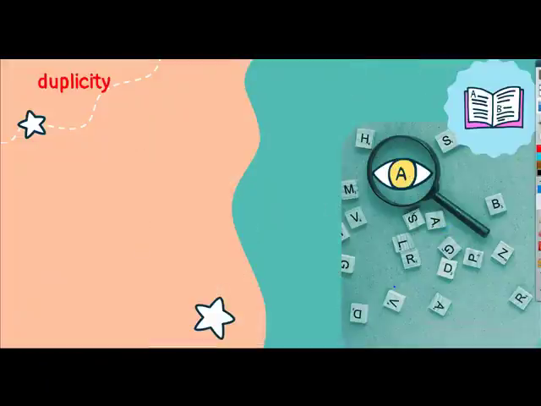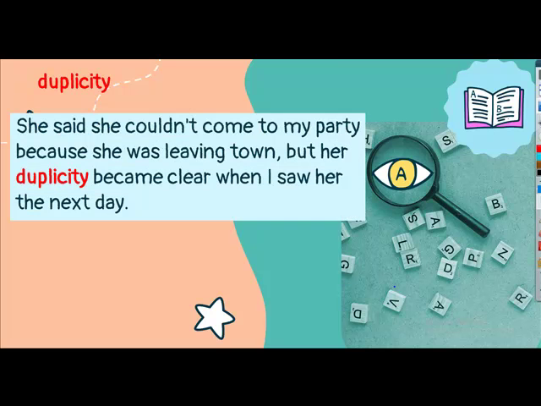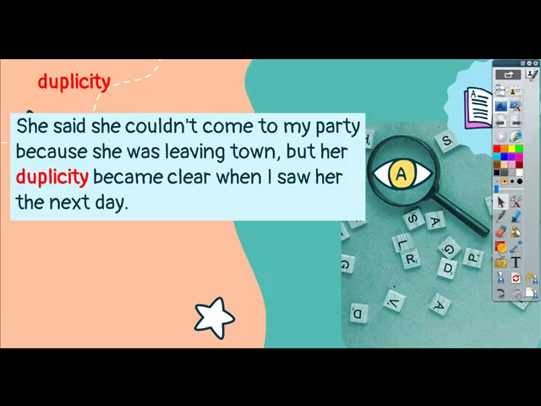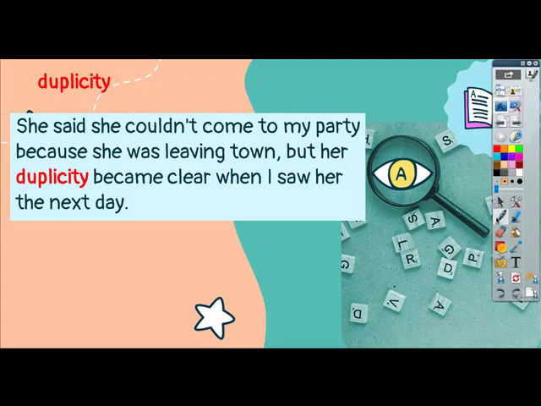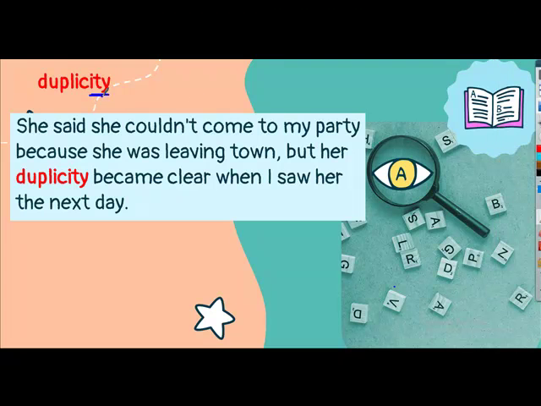For the following word, duplicity. It's very easy. I guess you know its meaning. Let's figure out what part of speech it is. The suffix -ity, like in calamity or opportunity. All of these words are nouns. But let's confirm it. She said that she couldn't come to my party because she was leaving town, but her duplicity came out when I saw her the next day. Duplicity here is a noun.